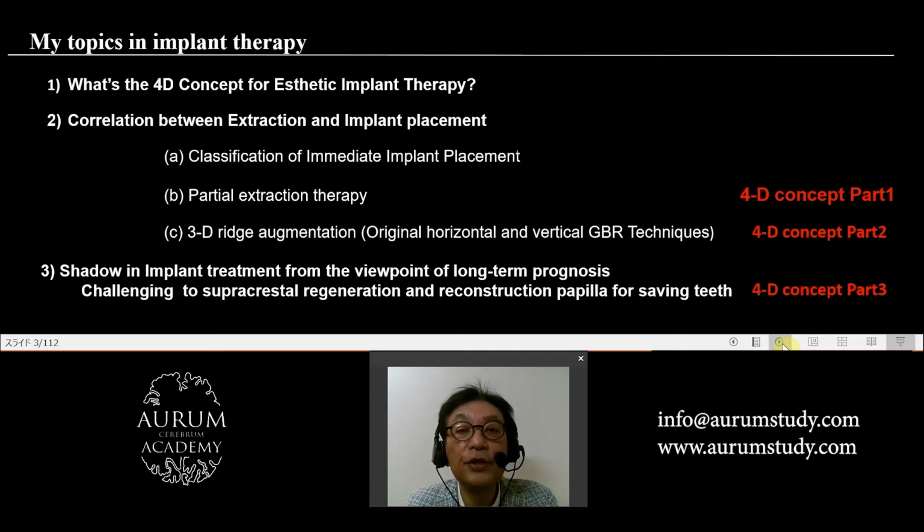Thirdly, I would like to mention shadow in implant treatment from the viewpoint of long-term prognosis. Finally, I would like to talk about the possibility of supracrestal regeneration and reconstruction of papilla for saving teeth.